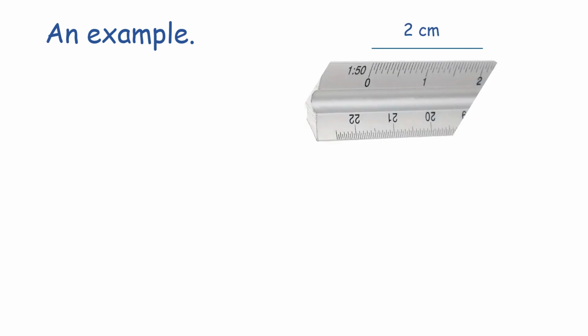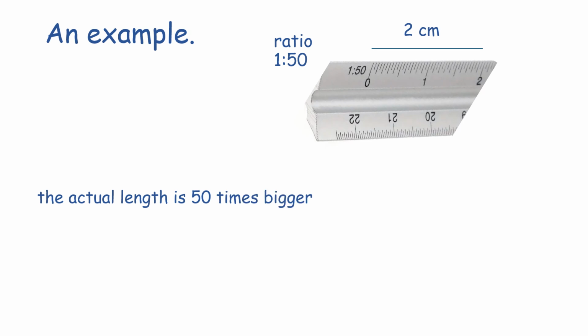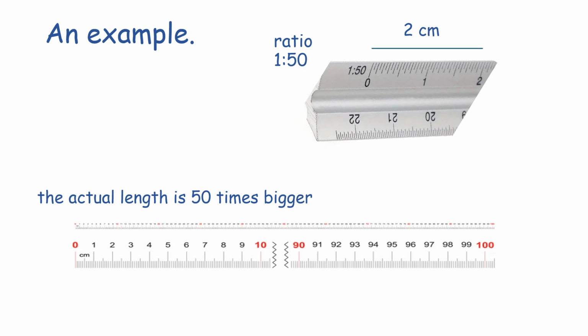Let's look at an example. If you see a line that is 2 centimeters long on the scale with a ratio of 1 to 50, it means the actual length is 50 times bigger. So 2 centimeters on the drawing represents 100 centimeters in real life.